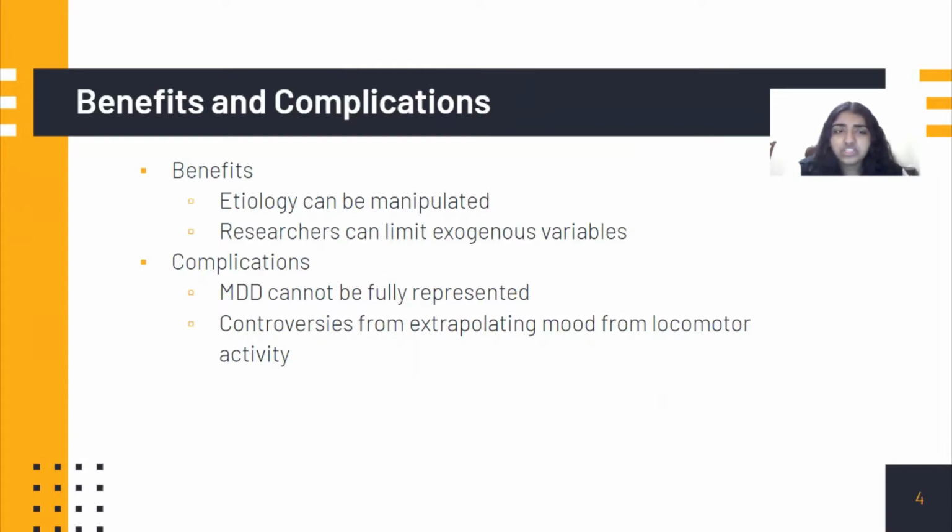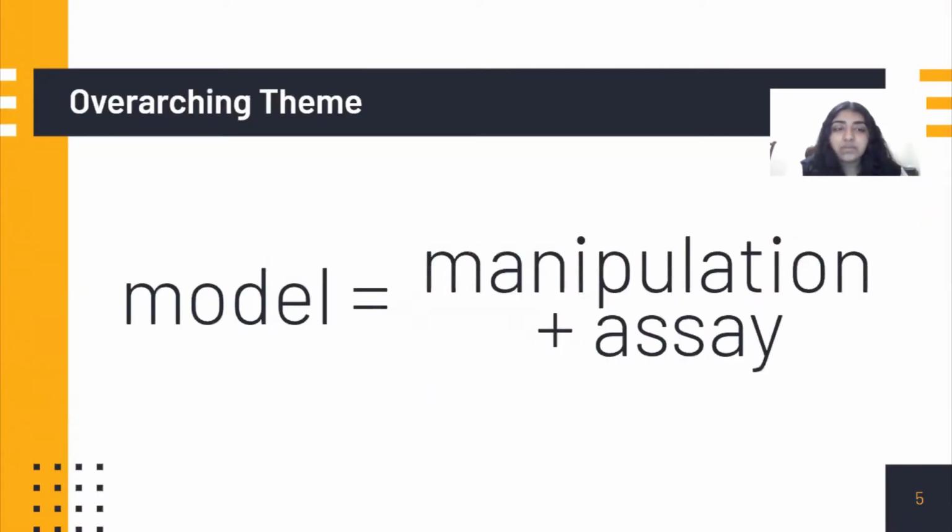However, there are complications in animal models, especially when looking at it in the scope of depression itself. One thing is that MDD cannot be fully represented, and that's because depression has human symptoms such as suicidal thoughts, and these things cannot be quantified or represented in an animal model. And another thing is that there are controversies from extrapolating mood from locomotor activity. This is because there's no set relationship between depressed mood and increased or decreased activity, and it's controversial to assume so.